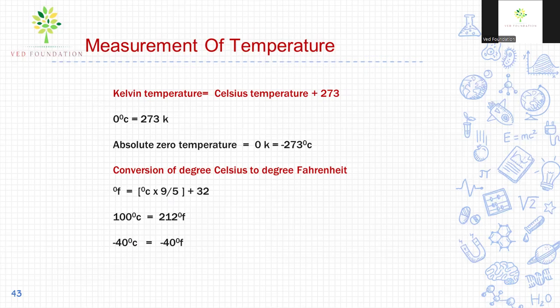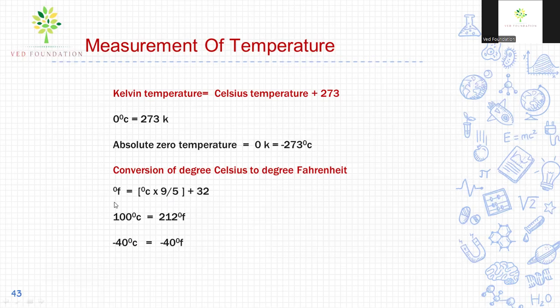Absolute zero temperature. Absolute zero temperature means 0 Kelvin. 0 Kelvin temperature is called absolute zero temperature because this is super low temperature, and at this temperature the particles in matter freeze. They lose all their kinetic energy. They do not move, and all the molecules unite together to form super molecule. So this temperature is called absolute zero temperature, or 0 Kelvin, or minus 273 degrees Celsius.